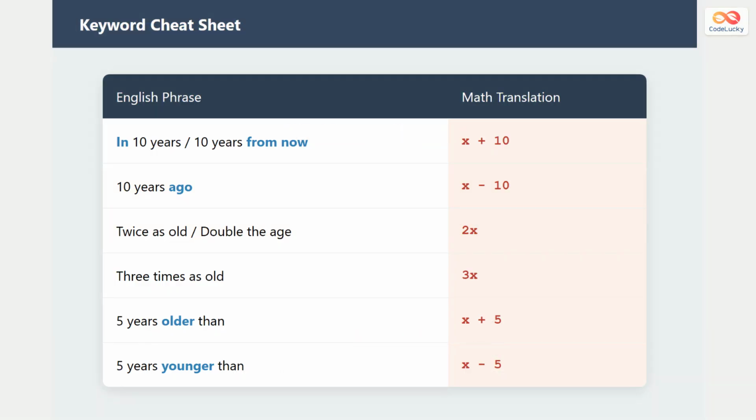Here is a quick cheat sheet for common phrases. In 10 years means add 10. 10 years ago means subtract 10. If you see twice as old, that means multiply by 2. If you see 3 times as old, multiply by 3, and be careful with older and younger. Older means you add years, and younger means you subtract years.